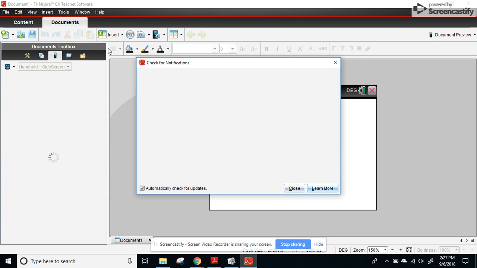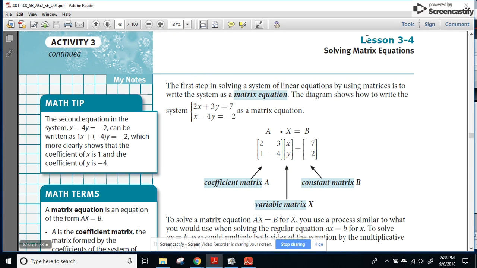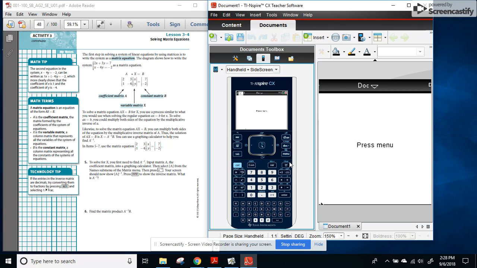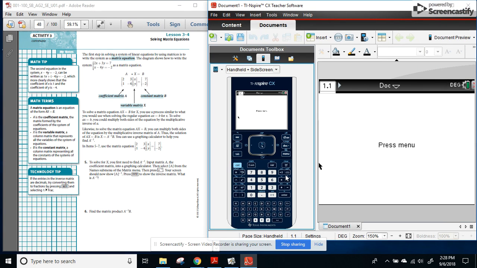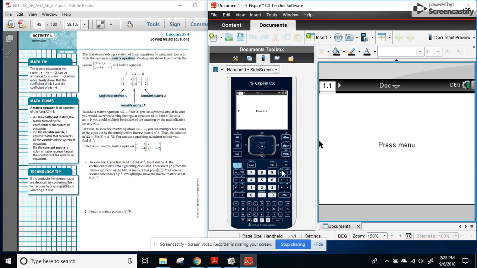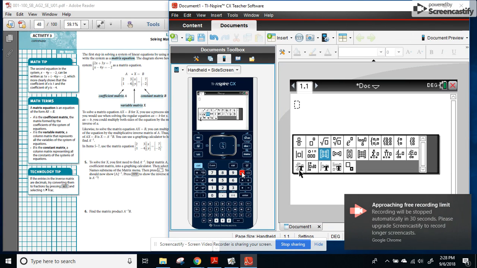All right, let me see if I can remember. So we were trying to type in this matrix right here. I'm going to make this a little bit bigger. I was going to hit the matrix button. This is a 2 by 2. Why didn't that work? How come this thing's not working? Uh-oh, it says I've been going too long. So I'm going to stop this right here and finish this problem in a minute.